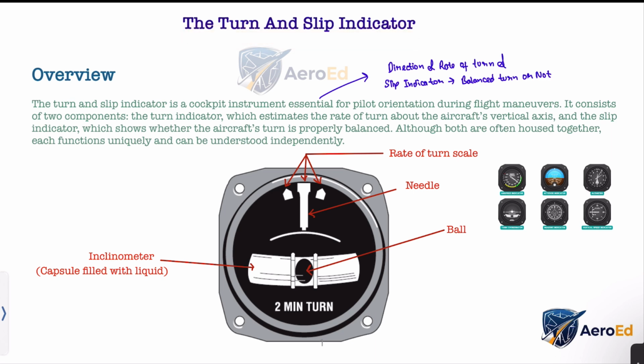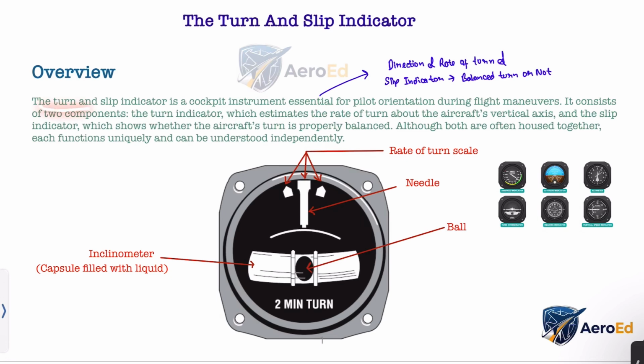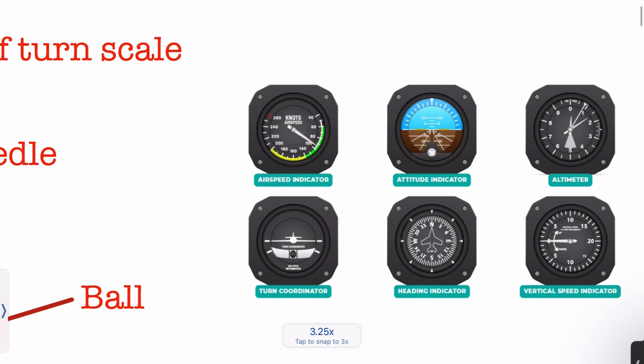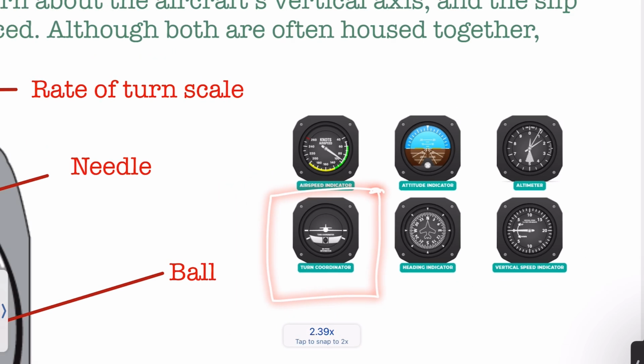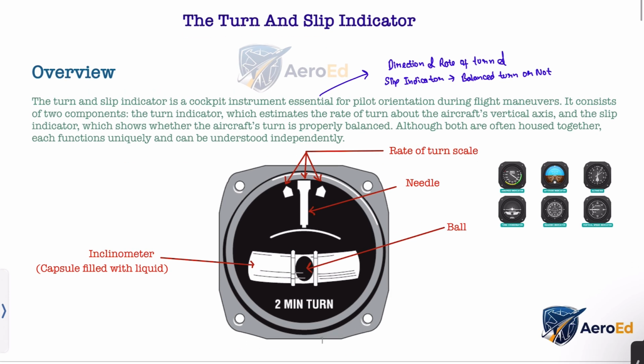So let's get started. The turn and slip indicator is a cockpit instrument essential for pilots' orientation during flight maneuvers. If you look at the six pack of aviation, you will see there's a turn coordinator or the turn and slip indicator. And how is it essential for the pilots? Because this instrument shows both at which rate the aircraft is turning and also in which direction the aircraft is turning. With that, there's another component to it, which is the slip indicator, which shows us whether the turn that the aircraft is making is balanced or not.